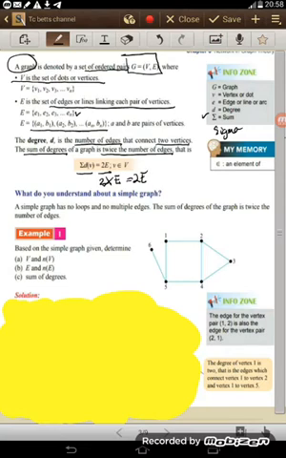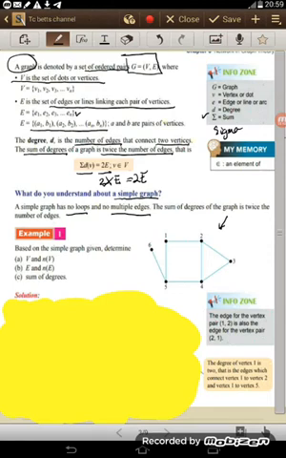So it's better if you can look at one example. This is a simple graph. A simple graph has no loops and no multiple edges, all straight lines here. We'll see later what loops and multiple edges are.